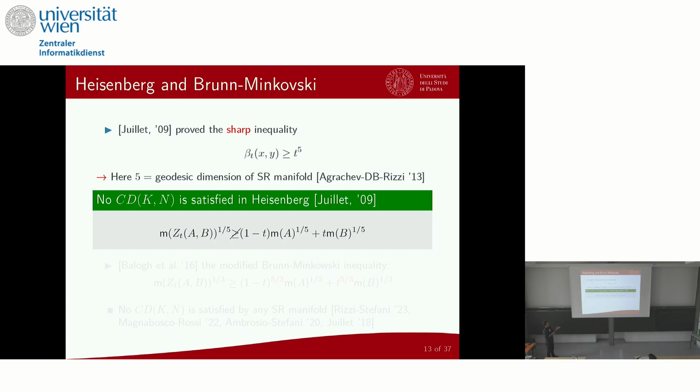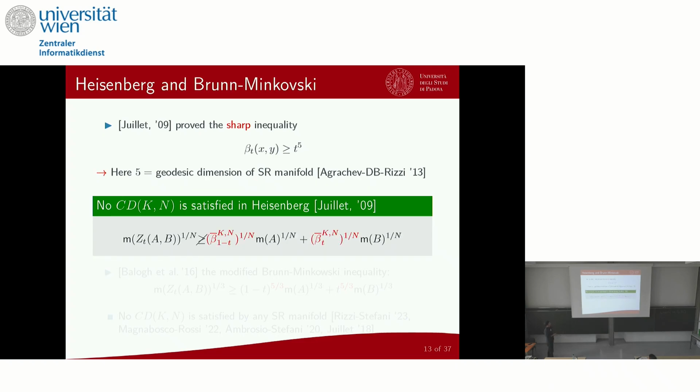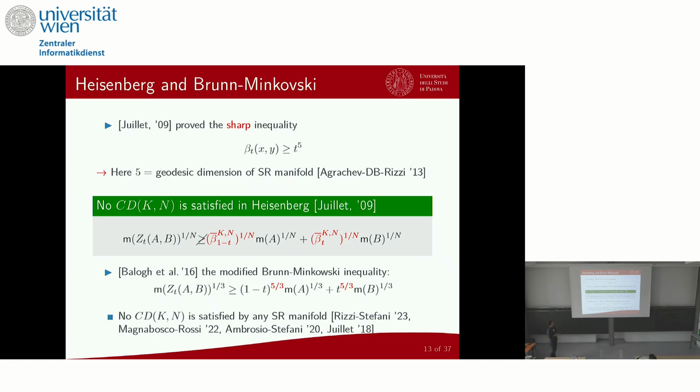So you would guess that this means the dimension you should put in the CDKN is 5 and with flat coefficient, but this is not true. Balogh and collaborators proved that this is the good Brunn-Minkowski inequality you have in the Heisenberg group. So what you have to do is to put in the denominator the topological dimension, which is 3, and the 5 appears here. So the weights are no more linear, they are t to some power.